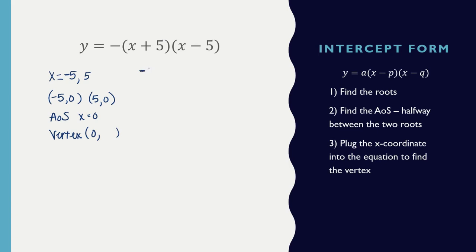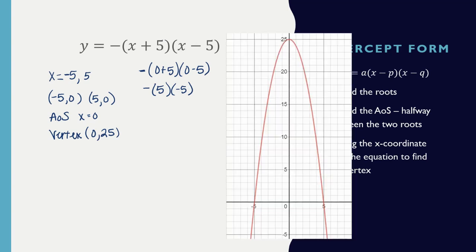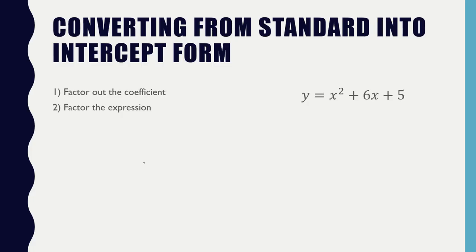So we have negative, and then 0 plus 5, and then 0 minus 5, which gives us negative times 5 times negative 5, which is 25. So the vertex is at 0, 25. We know that this graph is going to open down because A is negative. Technically, it's negative 1. So the graph is going to open down, and we have a maximum at 0, 25, which is exactly what this graph shows. We've got our two roots at negative 5, 0 and 5, 0. We've got our vertex at 0, 25, and the graph opens down.